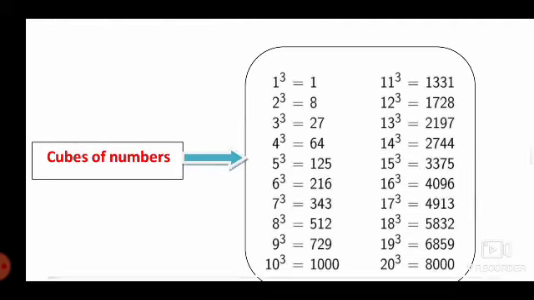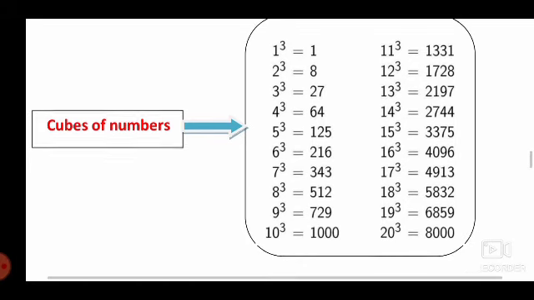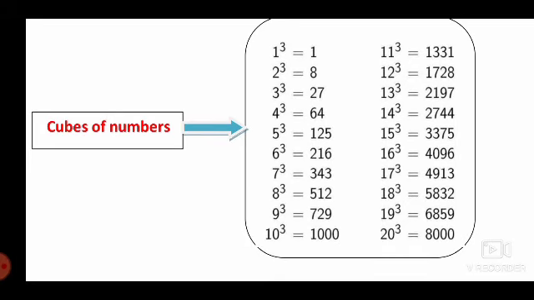Now we will see how to find the cubes of numbers. Cube means power 3, square means power 2, cube means power 3. So 1 cube should be written as 1 into 1 into 1, that is 1. 2 cube means we have to multiply 2 three times, that is 2 into 2 into 2, that is 8. 3 cube means 3 into 3 into 3, that is 27. 3 3s are 9, 9 3s are 27.